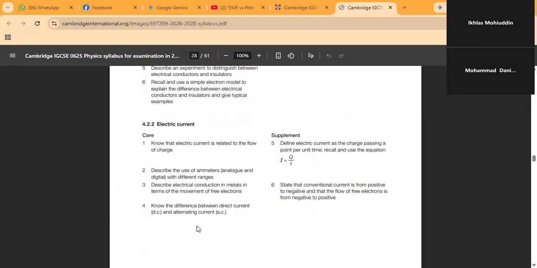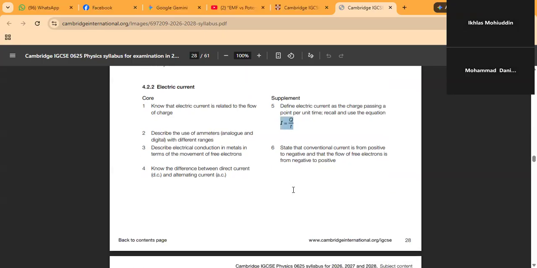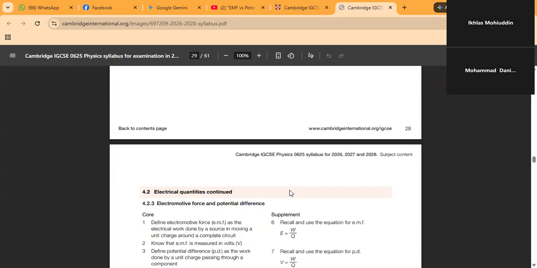The difference between direct current and alternating current, we haven't done this. I will tell you in the last class. The formula for current, I equals Q over t, charge over time, coulombs per unit time passing a point. Then state and use conventional current, positive to negative, versus the flow of electrons. Also point six is clear. So all these points are clear to me. Just point four we didn't do yet.